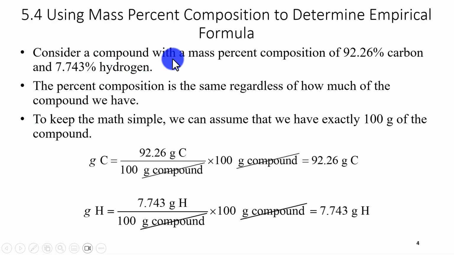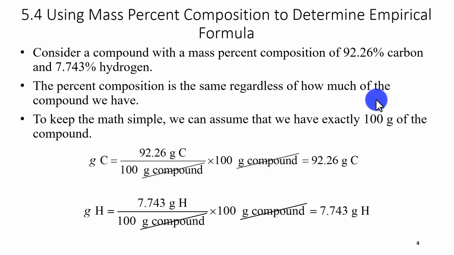Let's say we have a compound with the mass percent composition of 92.26% carbon and 7.743% hydrogen. Now, the percent composition is the same. It doesn't matter how much of the compound we have. We can have 10 grams of the compound, we can have 100 grams, a billion grams. It doesn't matter. The percent composition will not change because that is how we get compounds.